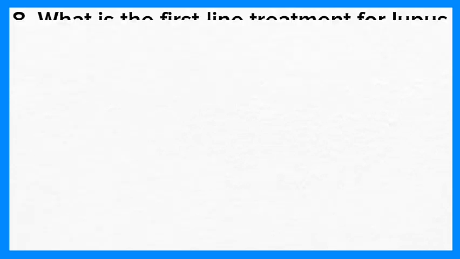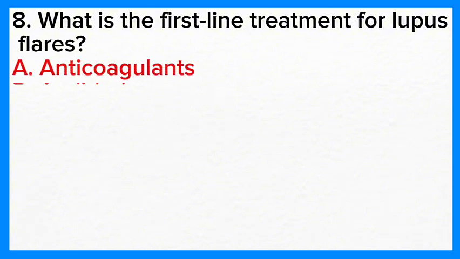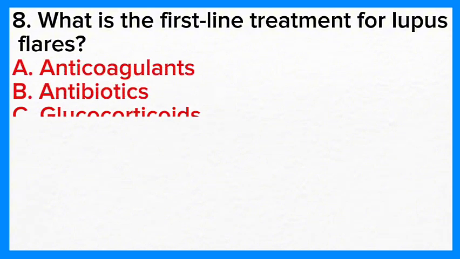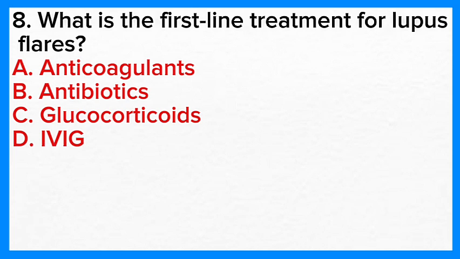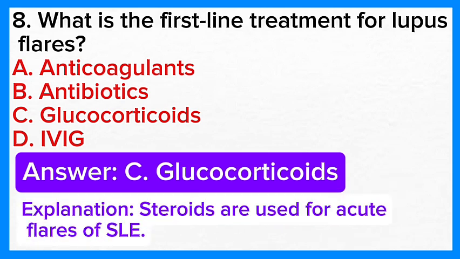8. What is the first-line treatment for lupus flares? A. Anticoagulants, B. Antibiotics, C. Glucocorticoids, D. IVIG. Answer: C. Glucocorticoids. Explanation: steroids are used for acute flares of SLE.